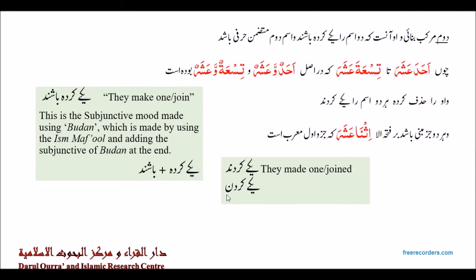That's the mazi now. He made one, or he joined. And yake kardan is the plural of that mazi that we've made. So by dropping this noon, you get yake kard. That would be the singular form. And the plural is yake kardand. They make one. They made one. So it's past tense, not "make" but "made". They made one. They joined.